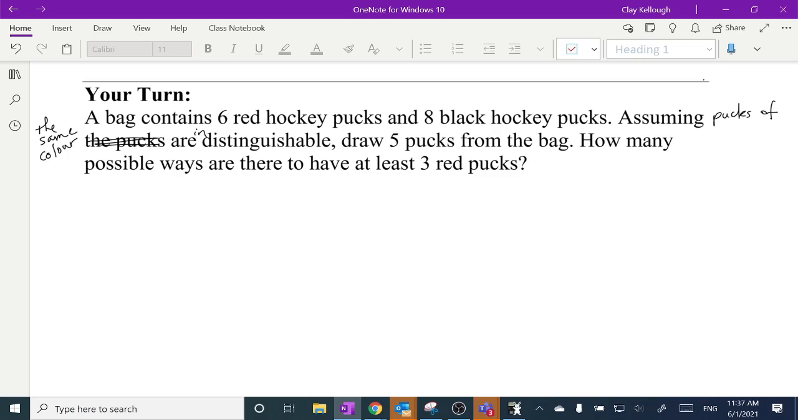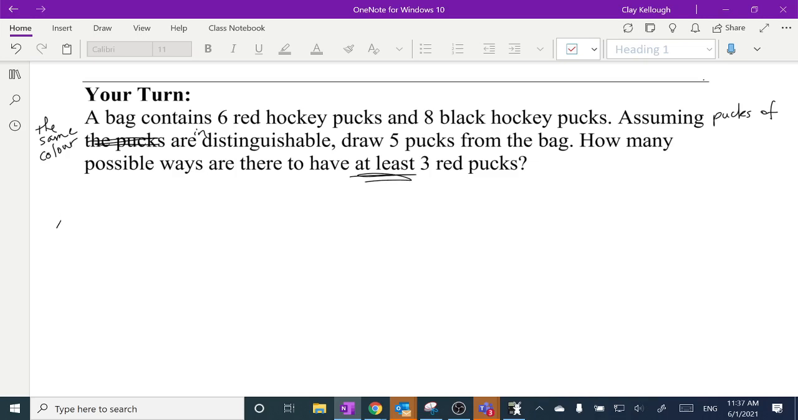So if this was just a problem on a worksheet and it didn't happen to be the combinations worksheet, you'd know it wasn't a permutation because of the indistinguishability of the pucks. It wouldn't matter how you arrange them. So how many possible ways is there to have at least? That's what tells us we have cases.